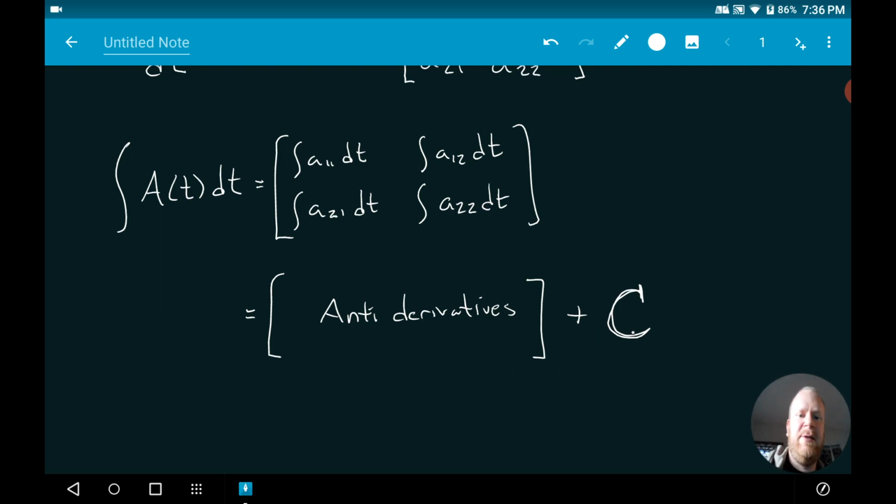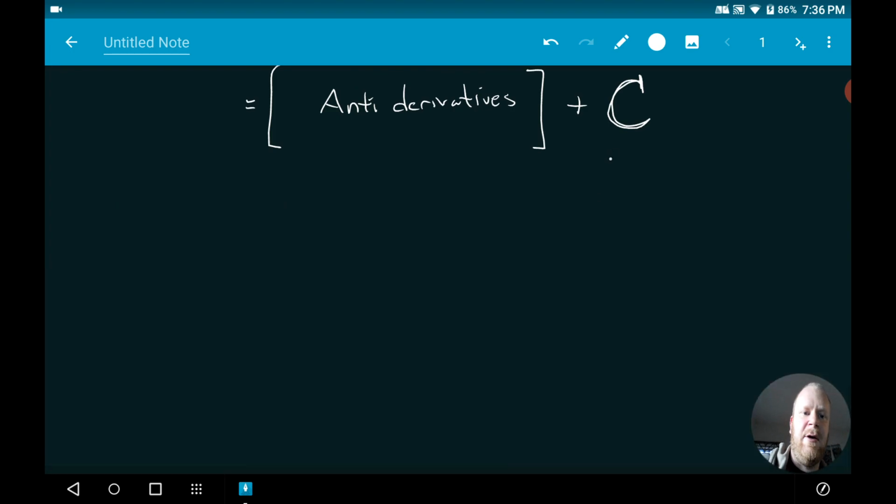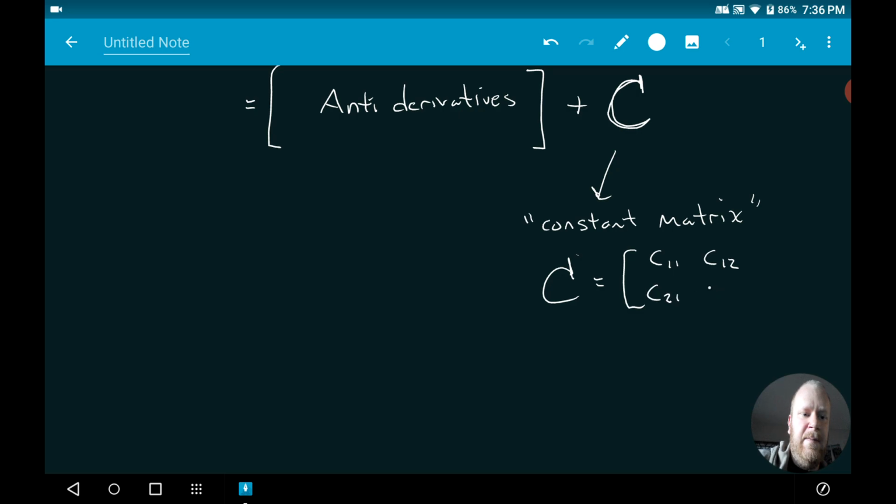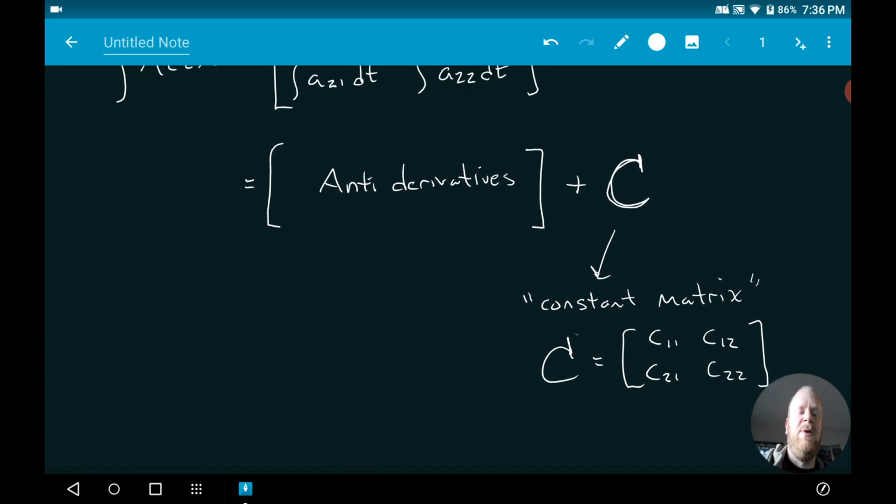So I'm going to add this to here, and rather than add plus c to everything, I'm just going to call this a constant matrix. And that's going to have entries that look like this. So we'll have C11, C12, and so on. So most of the time it'll be nice to be able to split it up like that and just have all your constants over here.